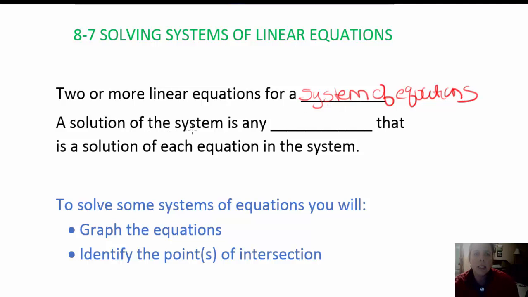A solution of a system is any point, and technically it could be a lot of points or just 1 point, which I'll explain in a little bit, or it depends on how many lines there are. That is a solution of each equation in the system. So that's basically where the lines cross. So to solve some systems of equations, you will graph the equation and identify the points of intersection, so where they cross. Your solution is the point in which it's true for each line.